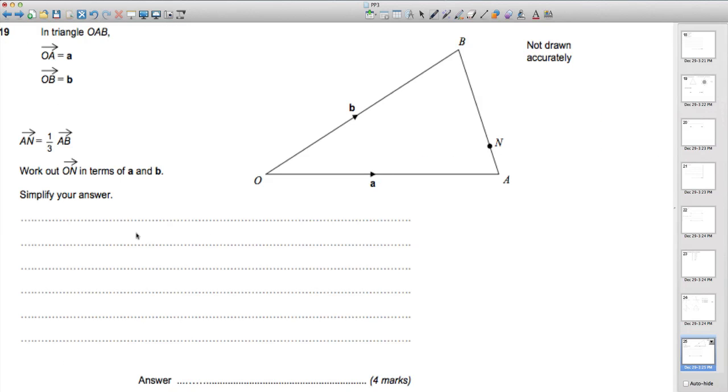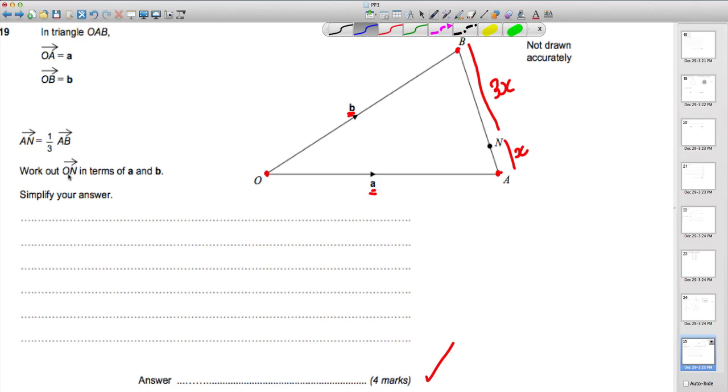Okay, question 19. In a triangle OAB, O to A is given by vector a, O to B is given by vector b. AN, the vector to get from A to N, is a third of the vector to get from A to B. Okay, so if this length here is x, let's say, then this length here would be 3x, because this is a third of that one. Work out O to N in terms of a and b, simplify your answer.